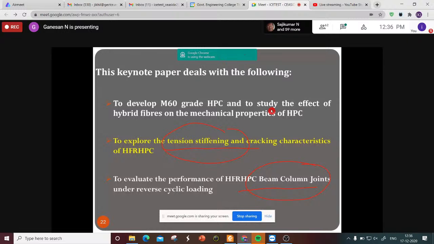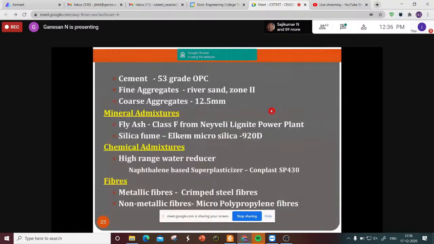For that, as usual, the cement used was OPC, fine aggregate passing river sand, zone 2. Mineral admixtures are used, that is class F fly ash from Neyveli Lignite Corporation, and silica fume 920D, that is 92% densified. Elkem microsilica supplies it. Then chemical admixtures, high-range water reducers, naphthalene based superplasticizer, which is SP430.